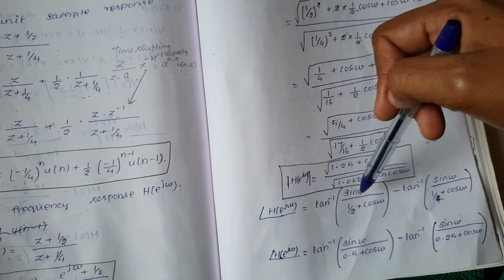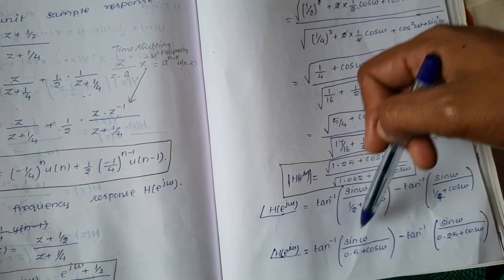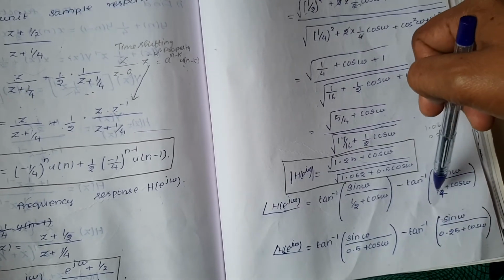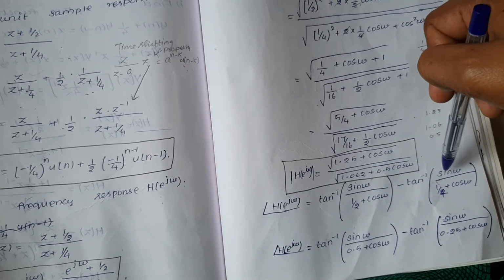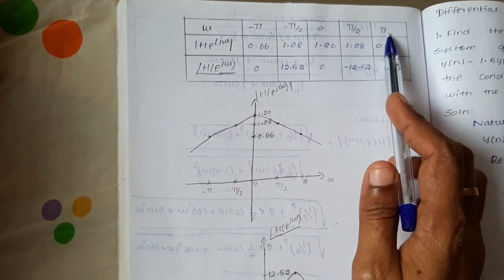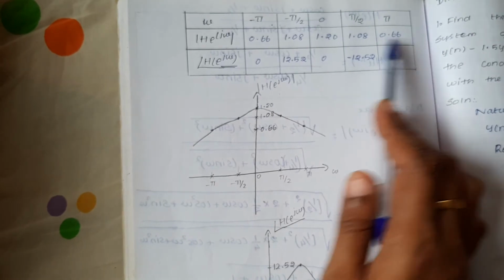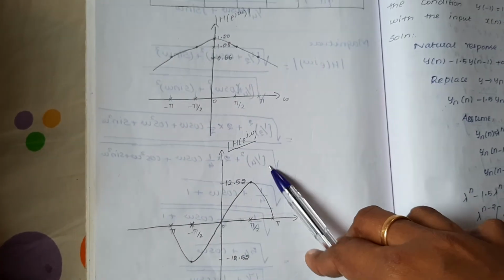Okay, and the phase value is tan inverse imaginary by real part. Okay, this is for the numerator term and this is for the denominator term. So by applying different values for omega, minus pi by 2, 0, pi by 2, pi, for the magnitude spectrum you will get this value, and for the phase spectrum you get this value. So plot this in the magnitude and phase spectrum.